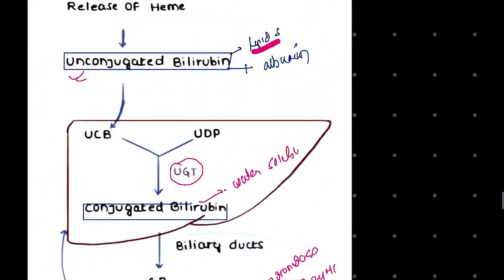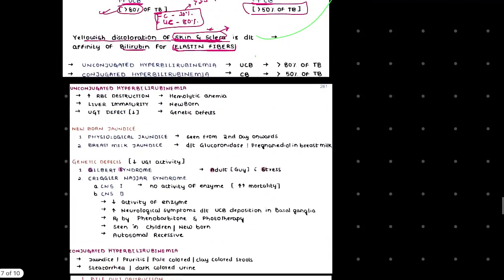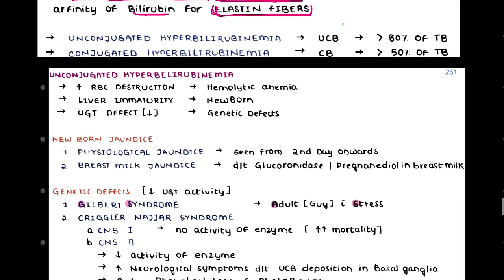Now moving further, we will be talking in detail about unconjugated hyperbilirubinemia. That means here the level of unconjugated bilirubin is going higher. The first cause of unconjugated hyperbilirubinemia is RBC destruction. As there will be a higher number of RBCs destroyed, there will be a release of a higher amount of heme, and we know heme is eventually going to convert into unconjugated bilirubin.